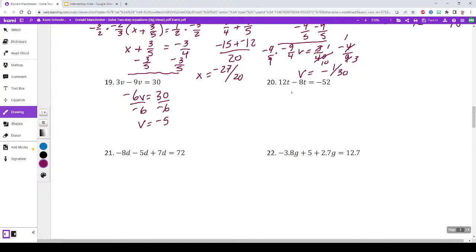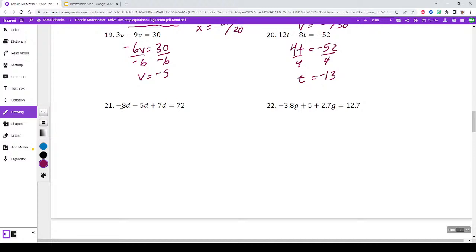Right here, we add these two together. That gives us 4t, which equals -52. We divide both sides by 4, and t is -13. Down here, we have -8 plus -5. That makes -13. Plus +7, that makes a 6, so -6. So -6d equals 72. We divide both sides by -6, and that gives us that d is -12.